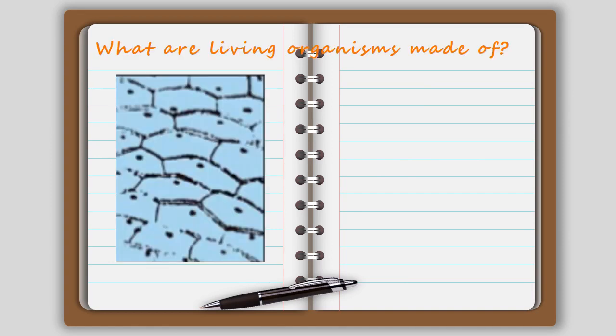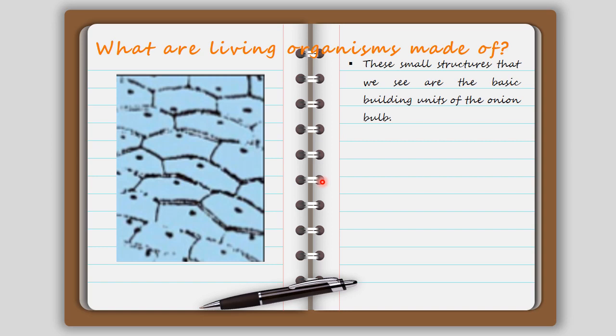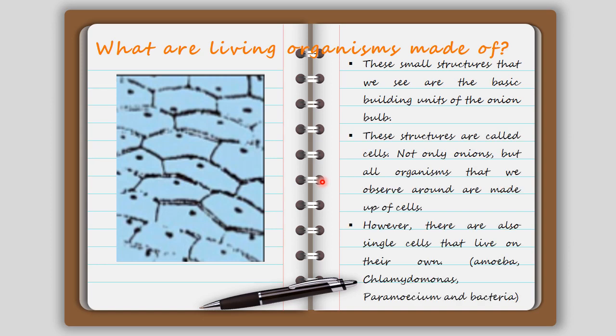So what are living organisms made up of? Living organisms are made up of cells. Here you could see a diagram showing onion cells under a microscope. There are some organisms whose whole body structure is made up of only one cell, and they come under unicellular organisms. Examples: amoeba, chlamydomonas, paramecium and bacteria. And multicellular organisms are those whose whole body is made up of many cells. For example, humans have 3 trillion cells in our body.